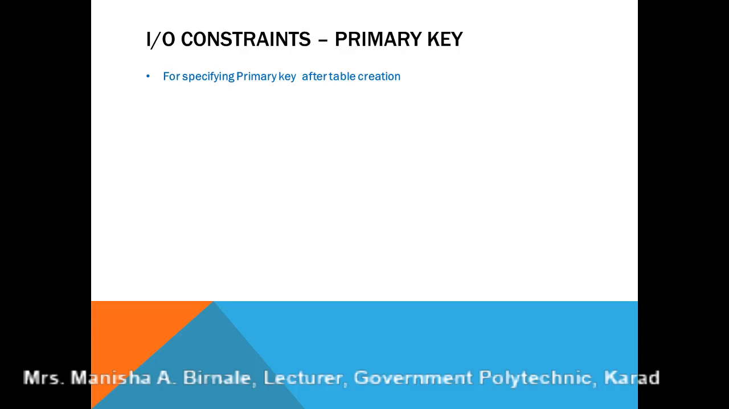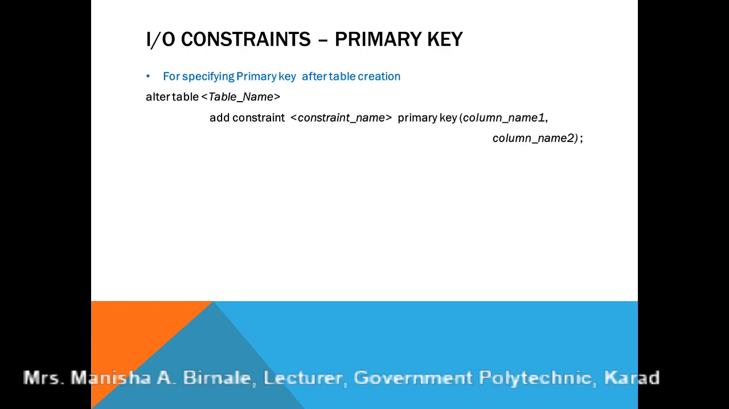Then the third way, for specifying a primary key after table creation. Suppose you have already created your table without any primary key, and after that you want to specify a primary key for that table. So this is the syntax. You have to use the alter table command: alter table, table name, then add constraint, write the constraint name, then primary key, and in round brackets specify the column names which will form your primary key.